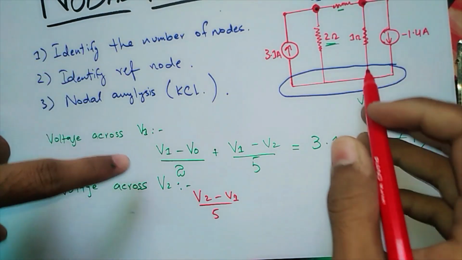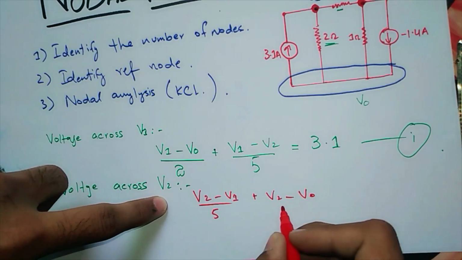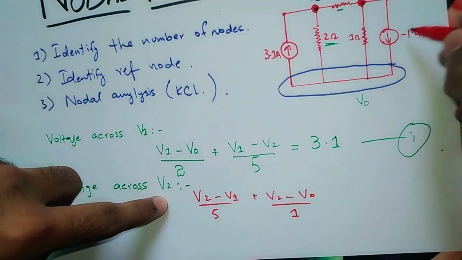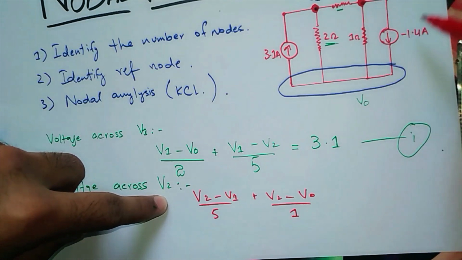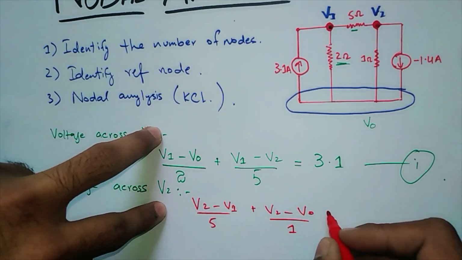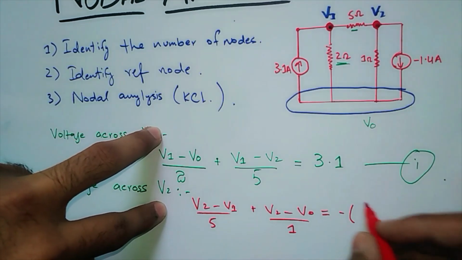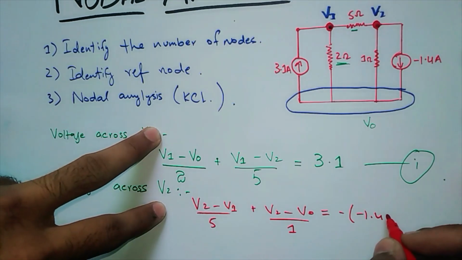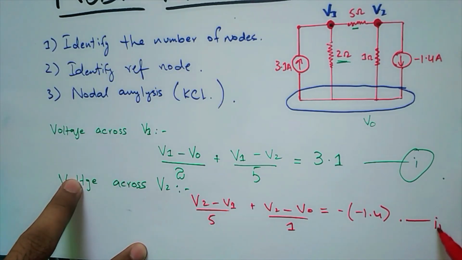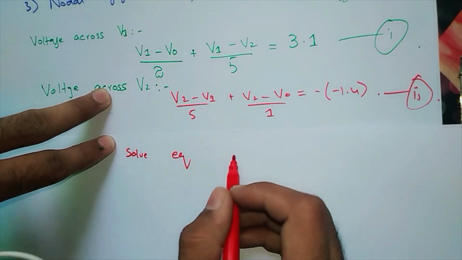V2 minus V0 over 1. We will write it as V2 minus V0 over 1. And now the current is going away from the node. The node is here and the arrow is pointing downward. So we will write it on the other side of the equal sign with a minus sign, minus 1.14. Okay, is that clear? Now we will solve these equations.